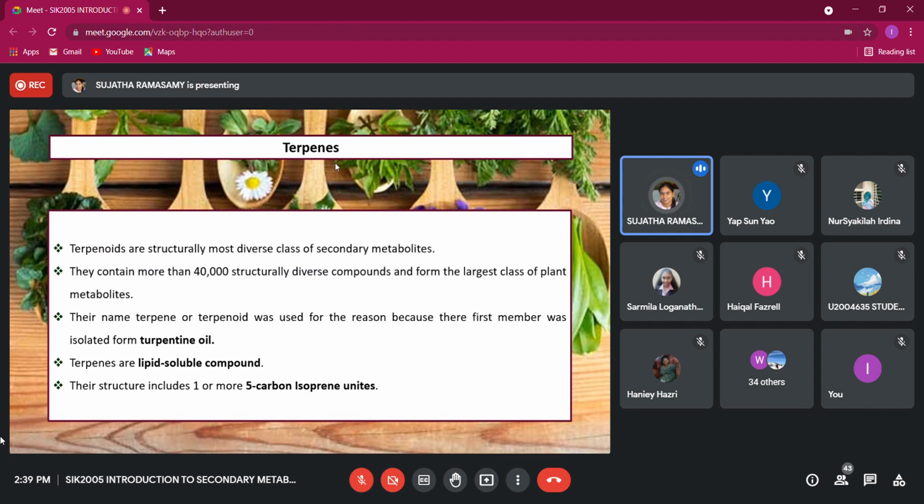It contains turpentine oil but in a very small amount. It's just for the fragrance. In terms of its characteristics, it is soluble in lipid, not water. The structure is made of five-carbon isoprene units. No need to know the detail too much, we will look at it again later.